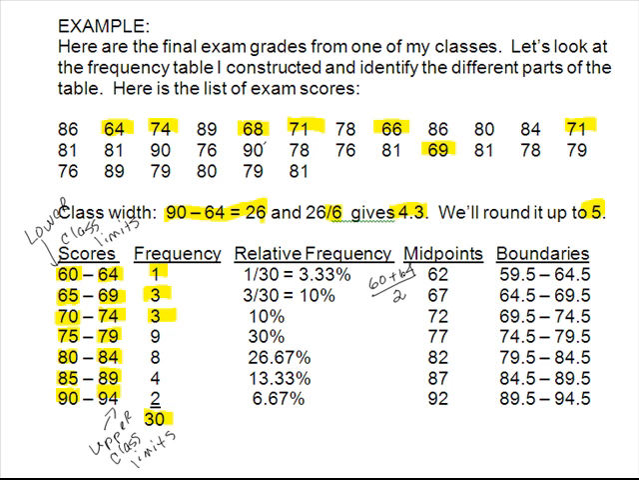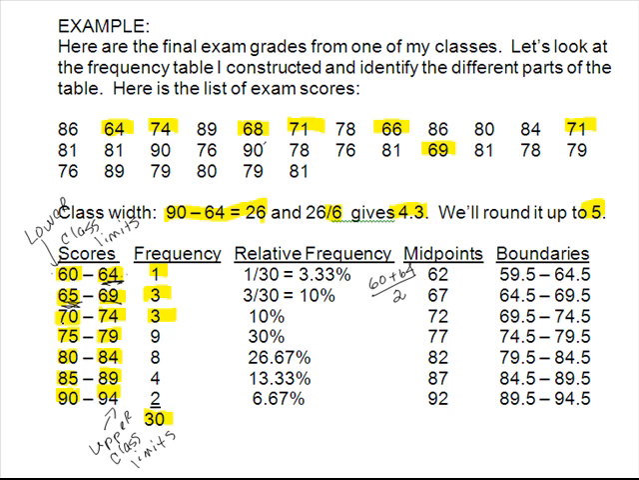Boundaries are a half a step before the lower class limit and a half a step beyond. So we'd be at 59.5, that's a half a step before 60. Half a step beyond is 64.5. Notice 64.5 is halfway between 64 and 65. So that's where we're getting our boundary from. Halfway between 69 and 70 would be 69.5. Notice that these are the same on the boundaries.